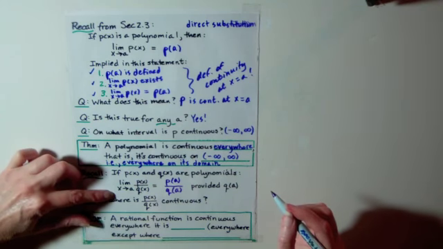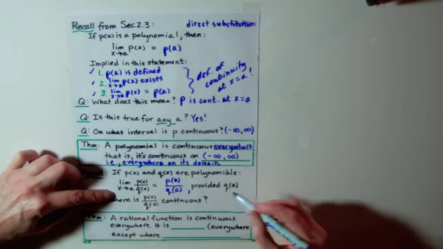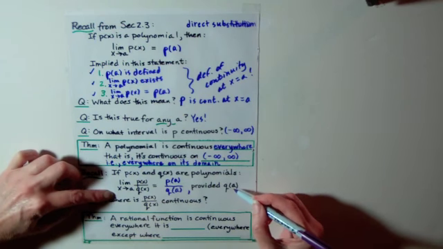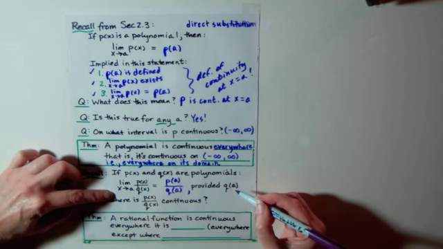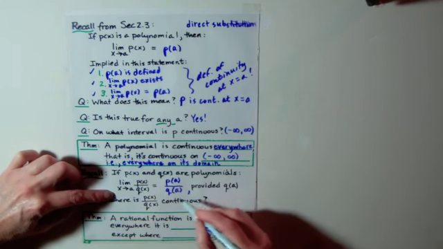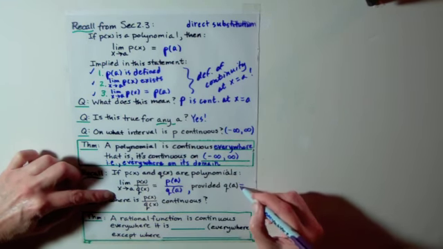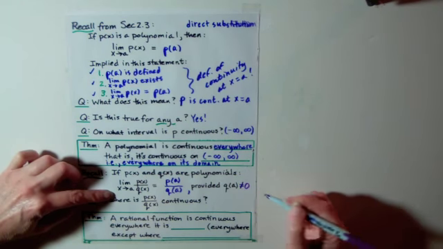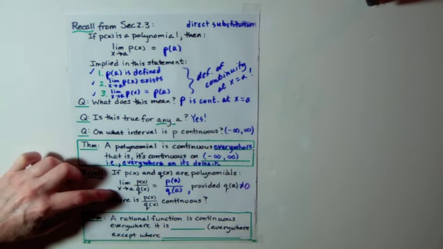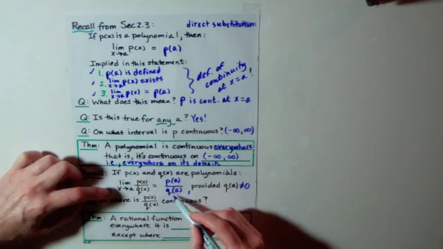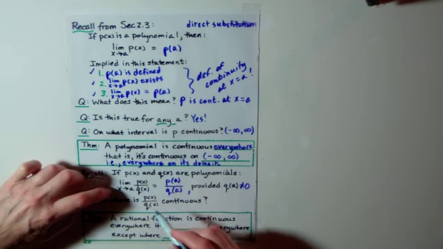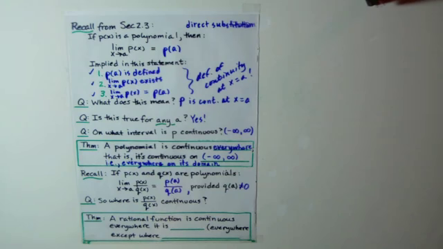provided, remember with rational functions it's just a little more complicated, we had to say provided the denominator doesn't turn out to be 0. So provided q of a, the thing that's in the denominator here, is not equal to 0. If it is equal to 0, then that's going to be a place where the limit does not exist, because q of a would be 0 and we would end up with an expression that is undefined.